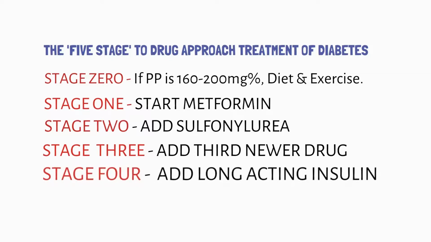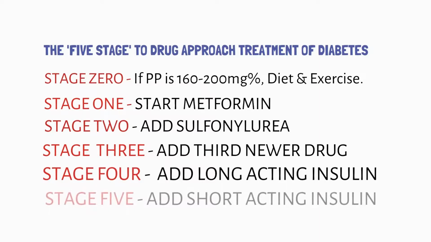If in spite of optimum or maximum dose of 3 drugs, PP remains 200 mg% and HbA1c 7%, then it is time to start insulin. Stage 4, add long-acting insulin.